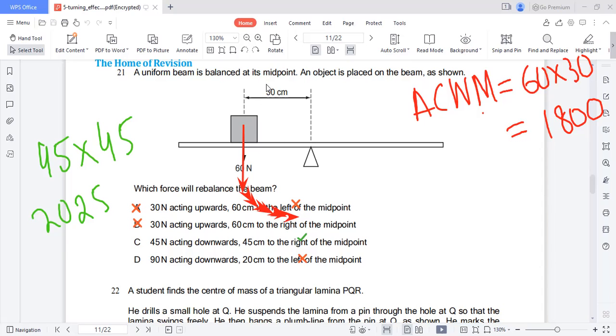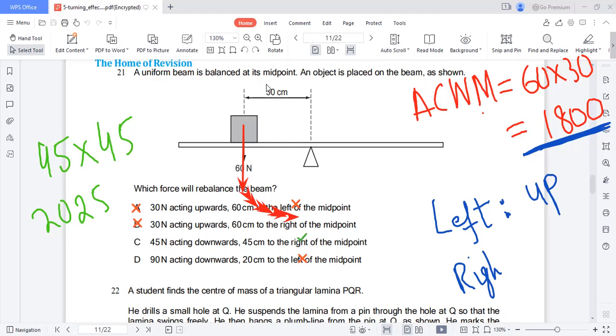So what is our requirement is 1800. It can be, or it can be 1800, and for left side it should be upward. For right side of the pivot it can be downward. So this is our requirement. 1800 is the magnitude of movement. Force should be on the left side in upward direction, and if the force is on the right side it should be in downward direction.